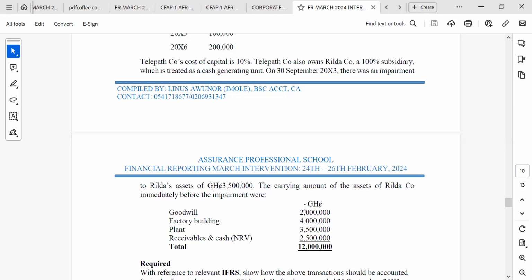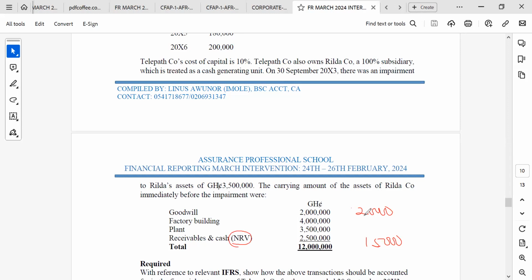We write off goodwill first and share the rest. So the first one will be goodwill, isn't it? After we take the goodwill, what will be the remaining one? It will be 1.5 million, isn't it? So the 1.5 million, you look at other assets. Some of the assets they can give you their net realizable value. You reduce the impairment to their net realizable value. But this one, nothing is given. The receivables too are at their net realizable value. So the receivables and cash, there is no impairment.